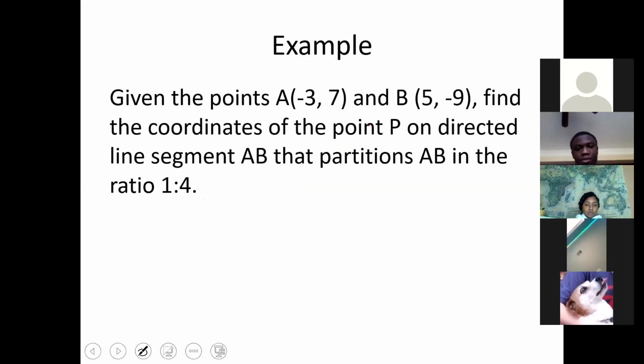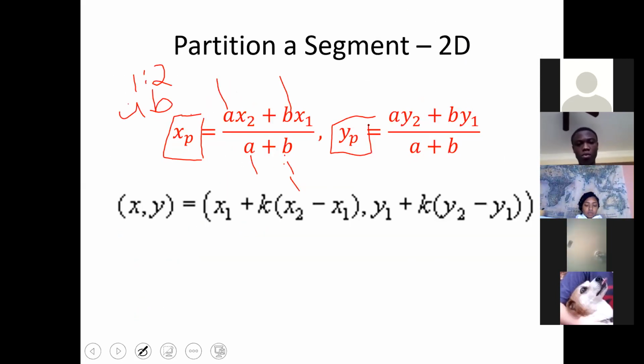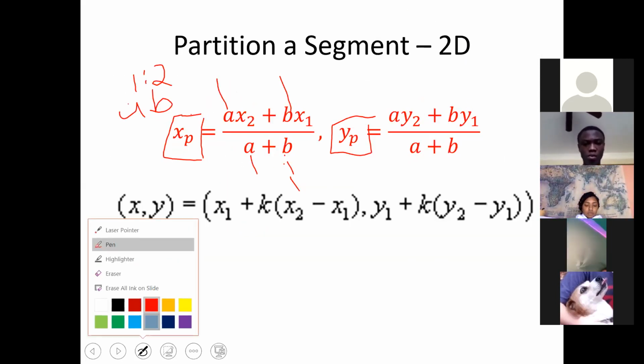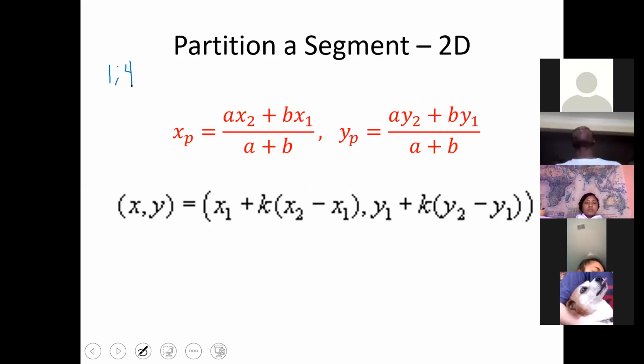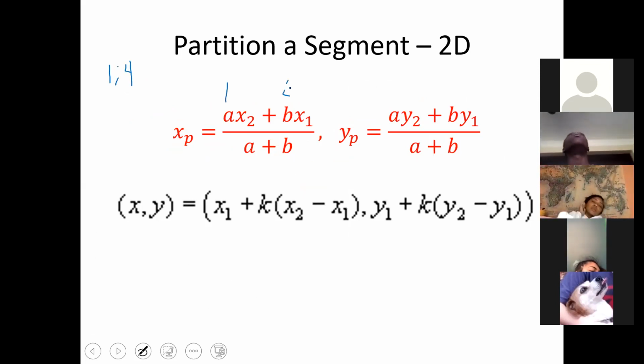So let me give you an example. This is a 1-to-4 ratio. Points of A is -3, 7 and B is 5, -9. All right, so the ratio is 1-to-4. Just writing that down so I don't have to remember it. All right, so let me clear the screen and we'll begin. So we got a ratio of 1-to-4. So my 1 will go here, my 4 will go here, my 1 will go here, my 4 will go here. 1, 4, 1, 4.